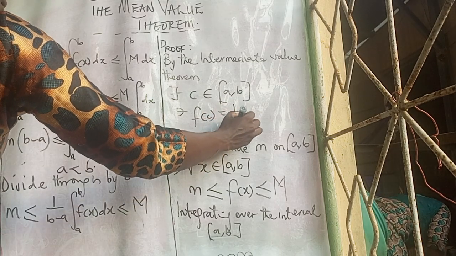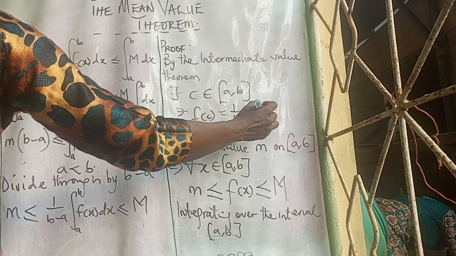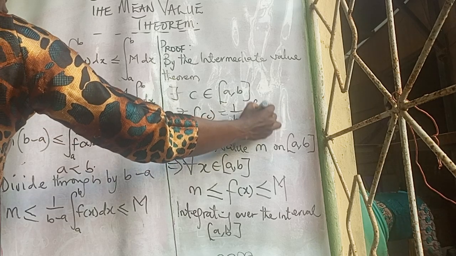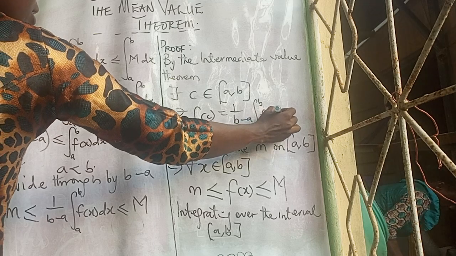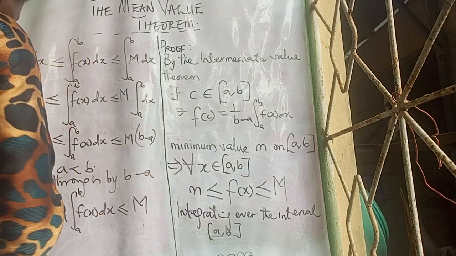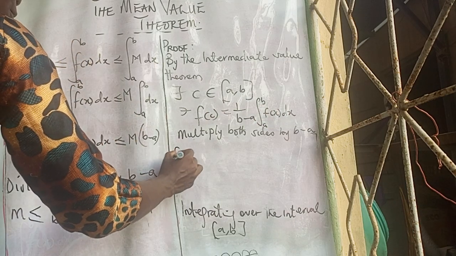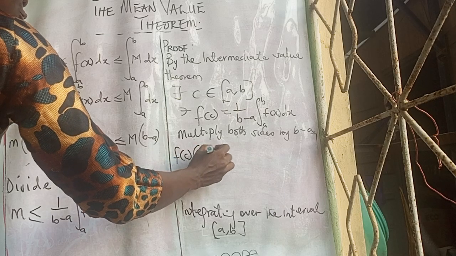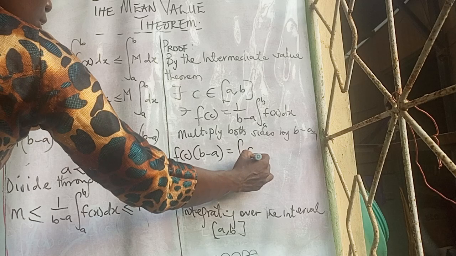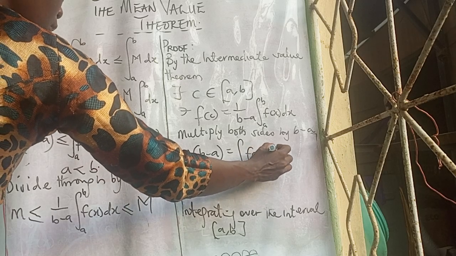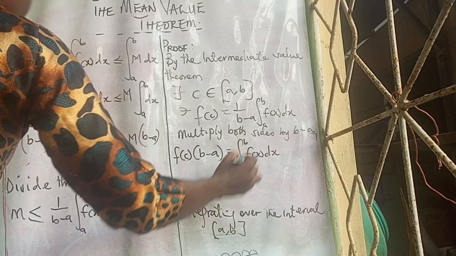Will equal 1 over (b minus a) times the integral of f of x dx from a to b. We have f of c times (b minus a) equal to the integral of f of x dx from a to b.